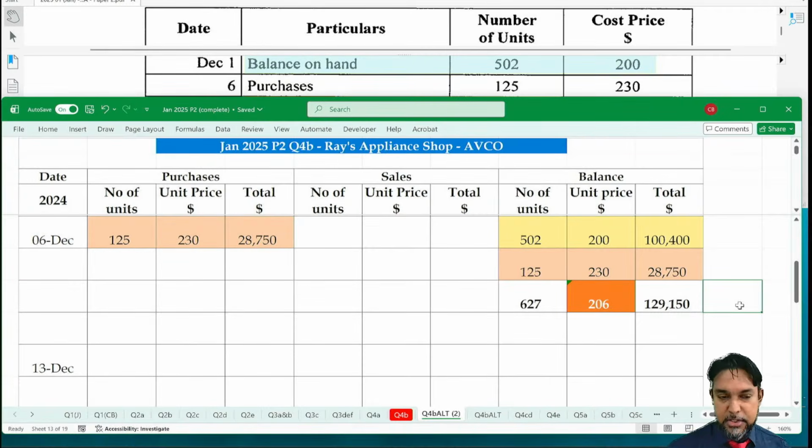But we're doing the Jan 2025 paper 2 question 4. It's a stock valuation question using weighted average, or AVCO. I sent you a regular stock valuation worksheet in the chat. We're going to use that first, and then we're going to use the format they gave us, because the format they gave us wasn't very intuitive, and you're under no obligation to use it.